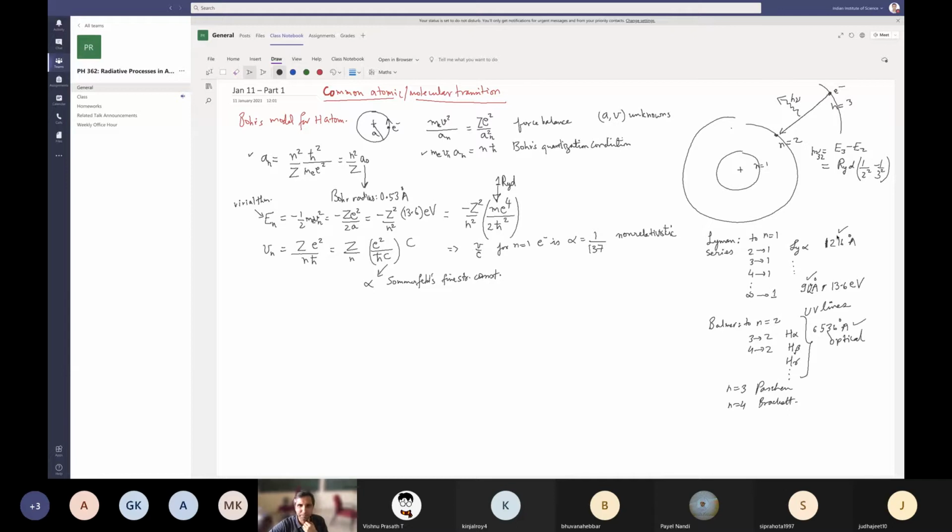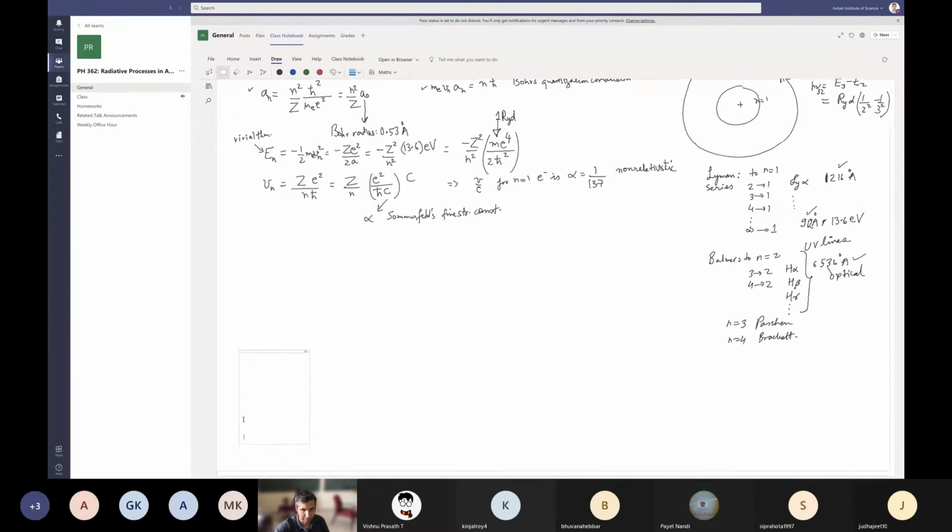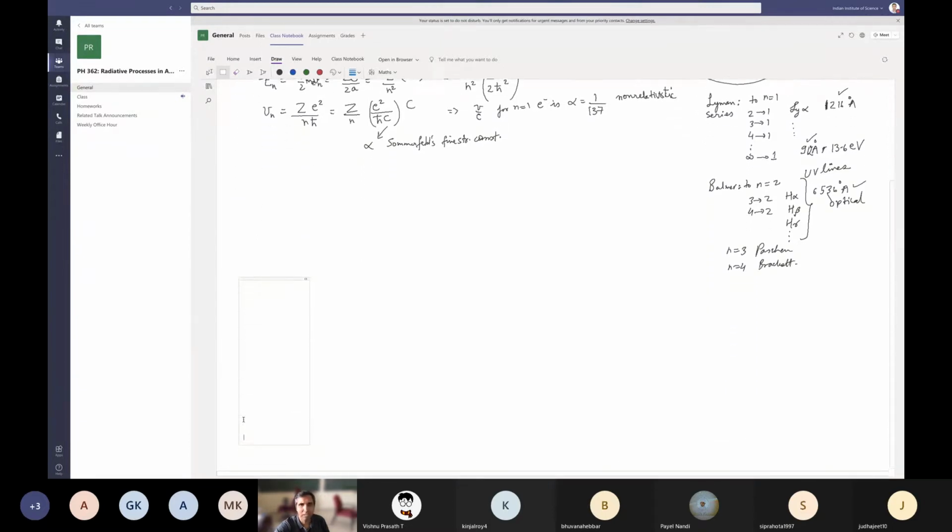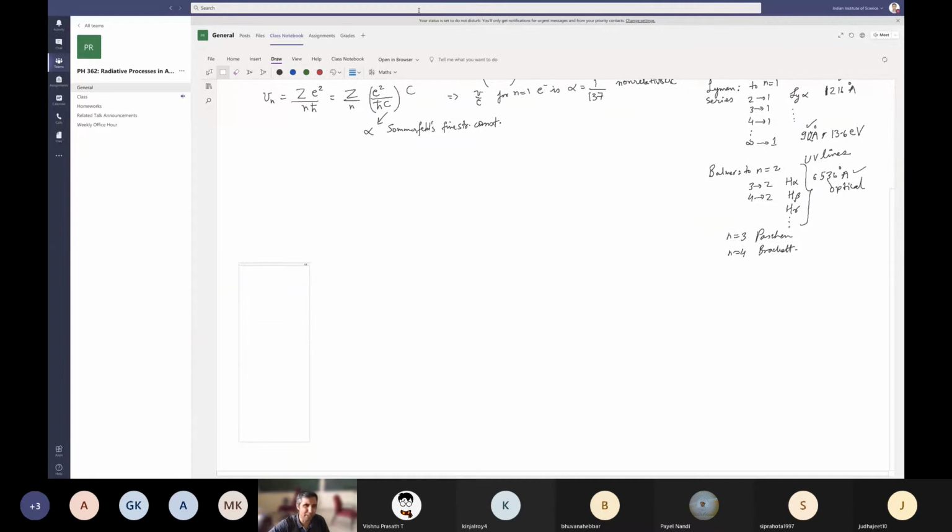Any questions on this? I hope everyone knows this pretty well. This is like the foundational stuff. Okay. So these are the principal transitions across different n.